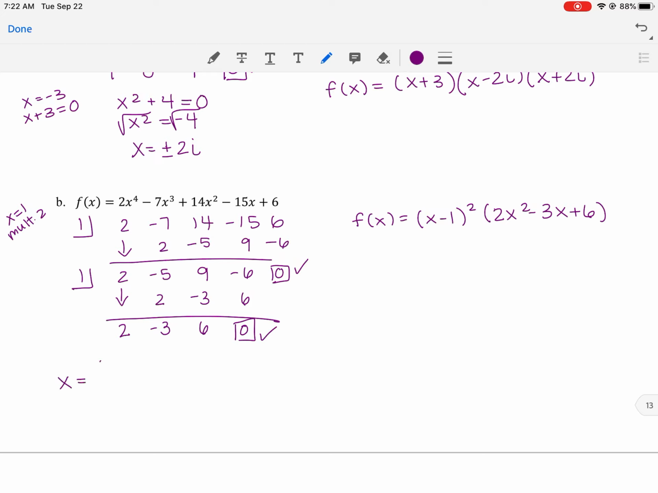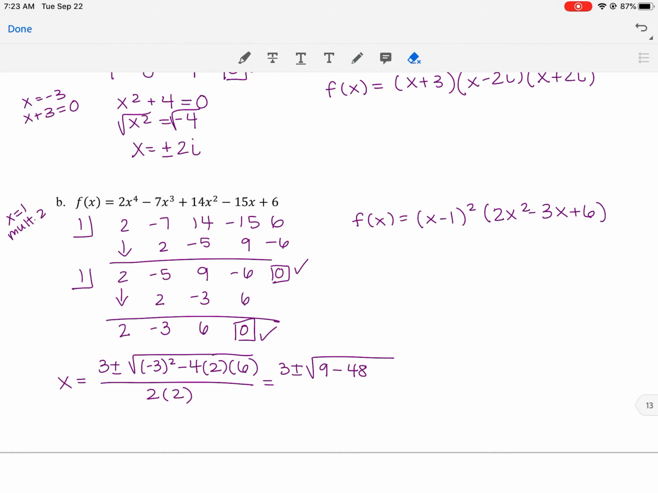x equals negative b, so 3, plus or minus the square root of b squared, negative 3 squared, minus 4 times a, where a is 2 and c is 6, all divided by 2 times a, which is 2. So we'd get 3 plus or minus the square root of 9 minus 48, all over 4. So we get 3 plus or minus the square root of negative 39, all over 4.